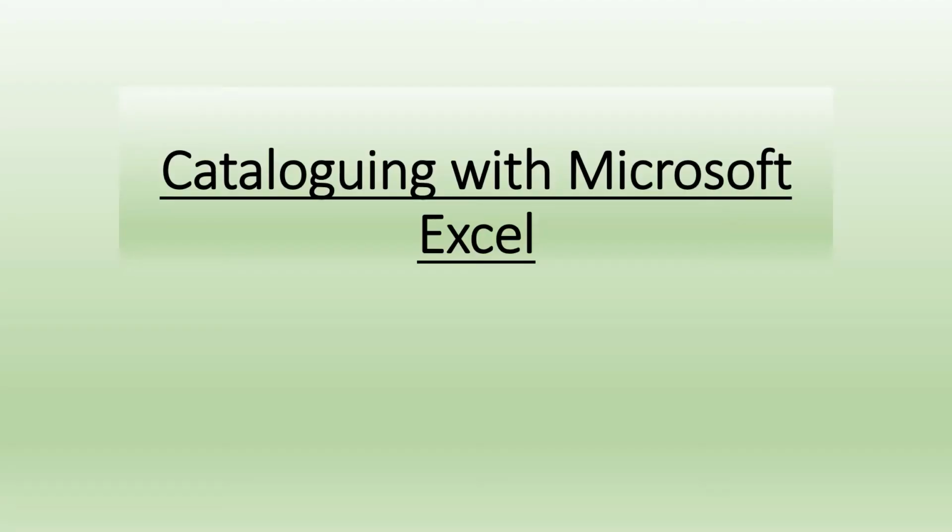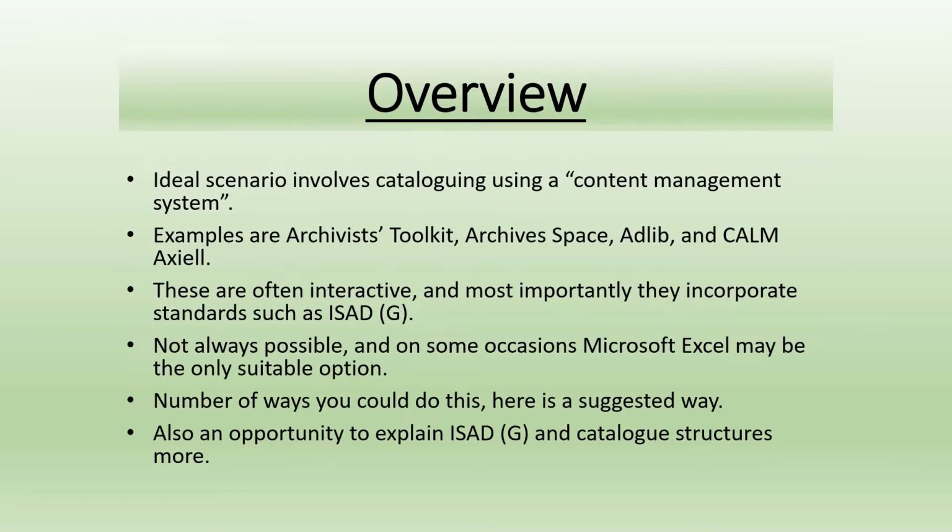Okay, so this video is about cataloging with Microsoft Excel. In an ideal scenario, you would often want to catalog a collection using what is known as a content management system. This is a system that would allow you to create descriptions about archival collections and what they contain. Examples of these are Archivist Toolkit, ArchivesSpace, AdLib and Calm Axial.